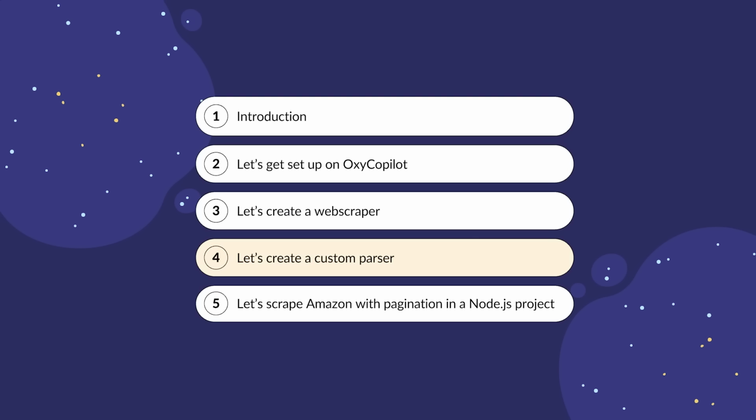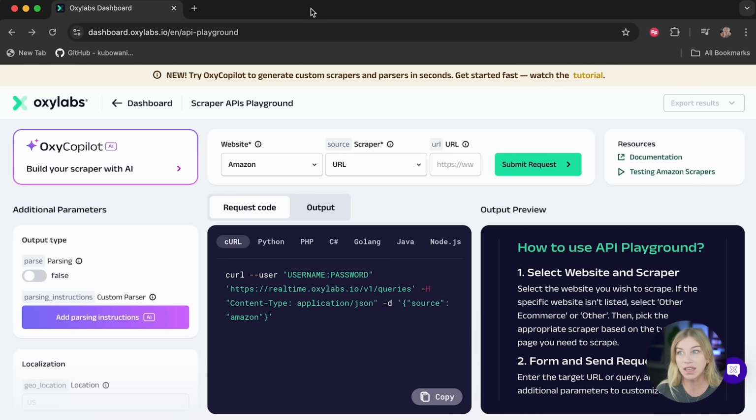So let's move on. Okay, so in the previous example, I showed you how to scrape Amazon with a dedicated parser that is maintained by Oxy Labs. However, what if you have a website that doesn't have a dedicated parser? This is what I'm going to show you how to do next. Okay, so for a website that does not have a dedicated parser, we're going to essentially generate our own.